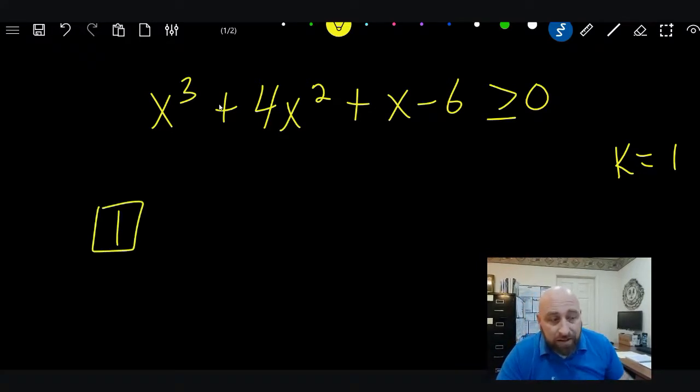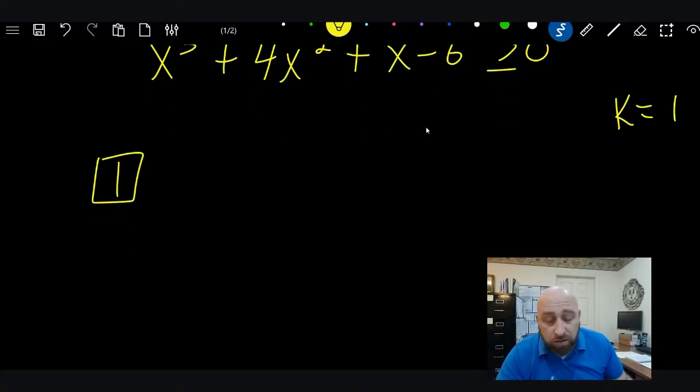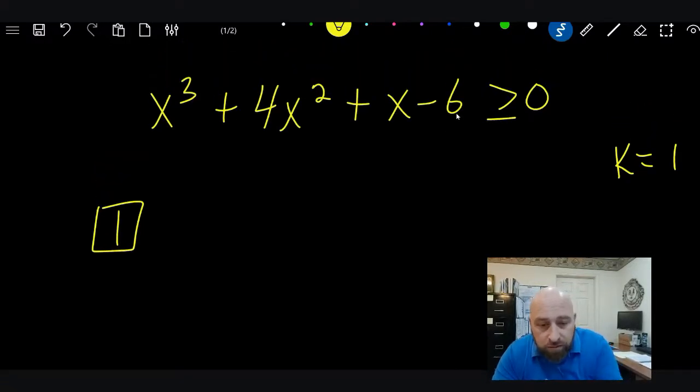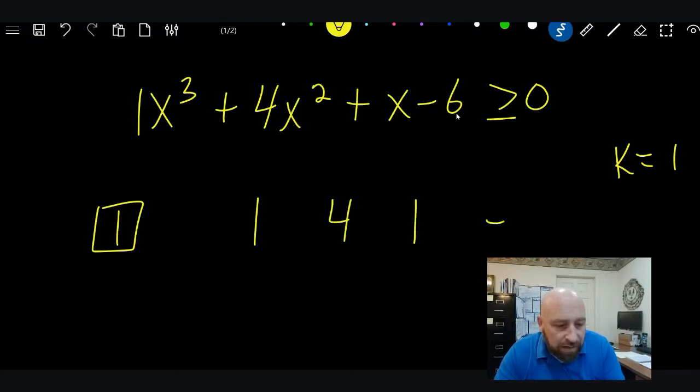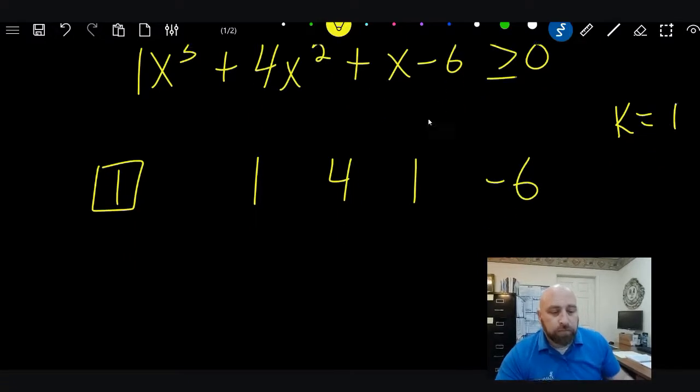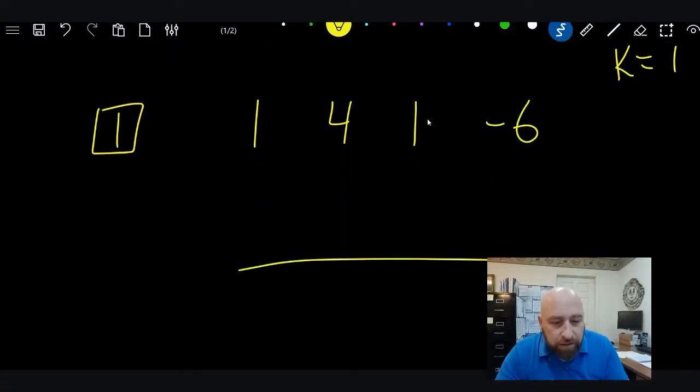Okay, this is synthetic division here. This is probably the best way to do it. You can do it with regular division too. But then I'd take my coefficients, which that one's a 1. So then I have a 1, a 4, a 1, and a -6. And then I would put my line down here. I bring my first one down.